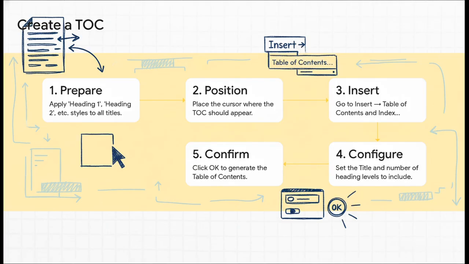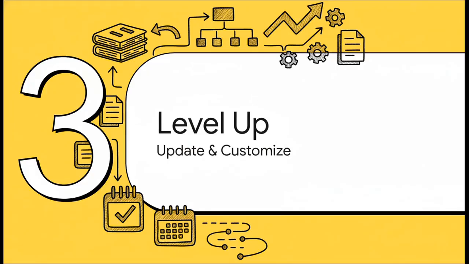From there, it's a quick trip up to the Insert menu. A little box will pop up, and you just give your TOC a title, tell it how many levels deep you want to go, like for chapters and subsections, and then you just click OK. That's it. And get this, the magic doesn't even stop there. A great table of contents isn't a static one-and-done thing. Nope, it's a living part of your document that grows and changes right along with your work, and managing it is just as easy as creating it.